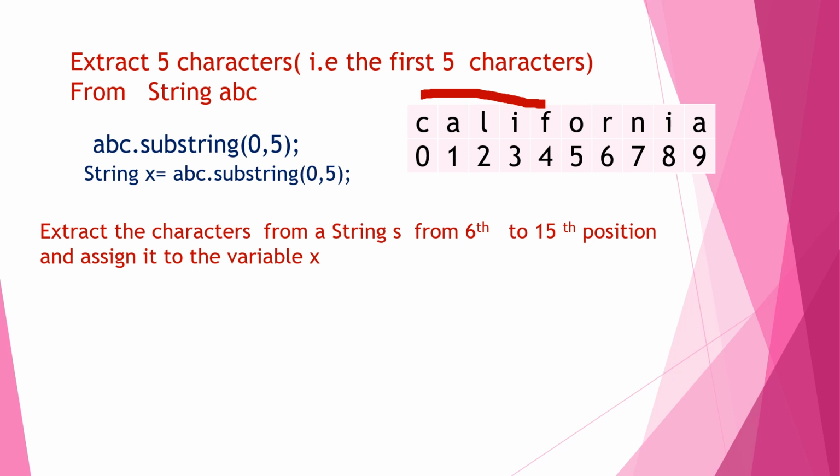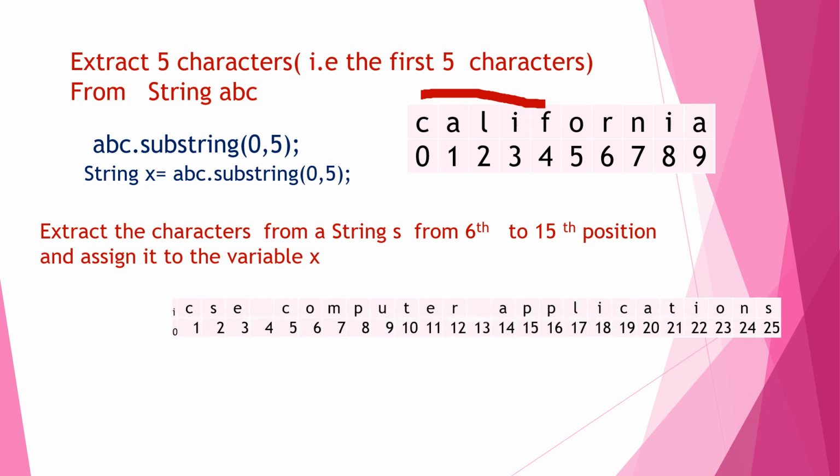And now extract the characters from 6th to 15th position. Position is given, so here 6 to 15 position. We want these characters till position 15. So the answer is substring of 6 to 16, because last number minus 1. So String x = ABC.substring(6, 16). So like this the function will be.